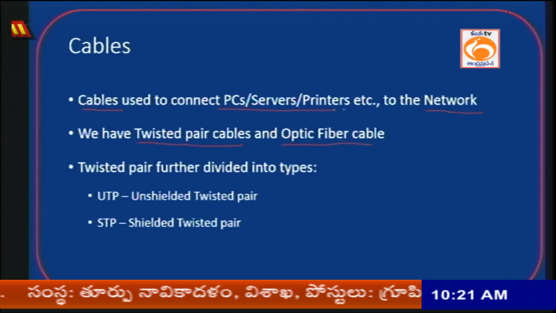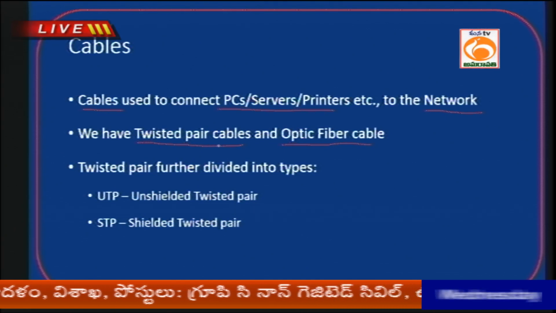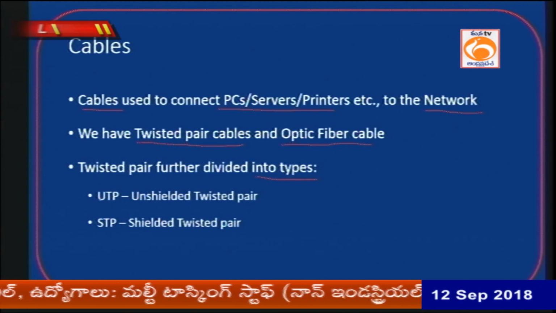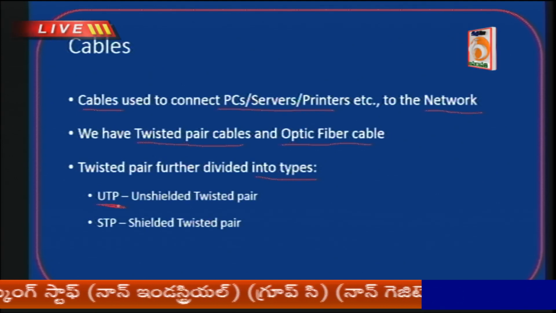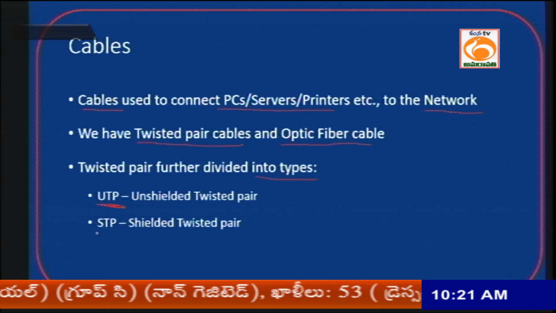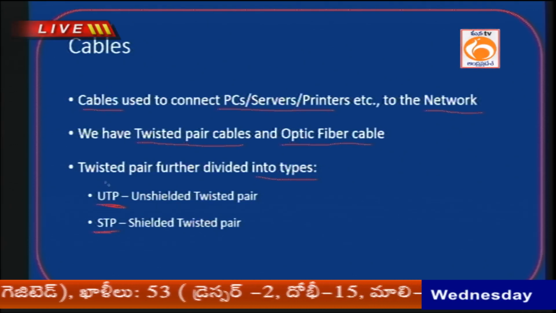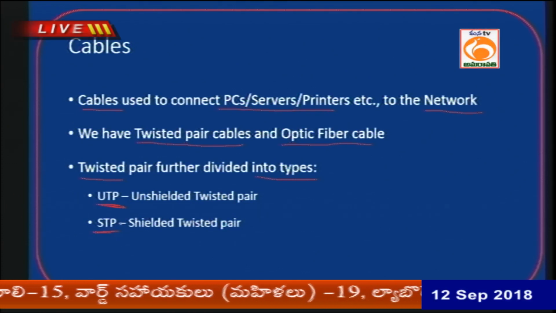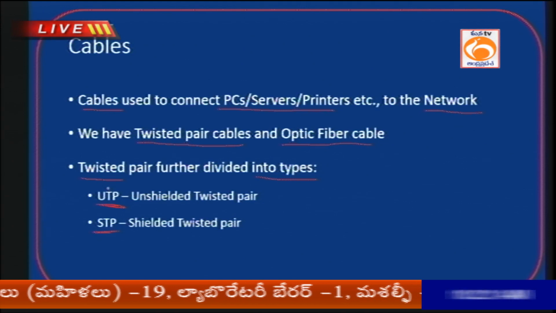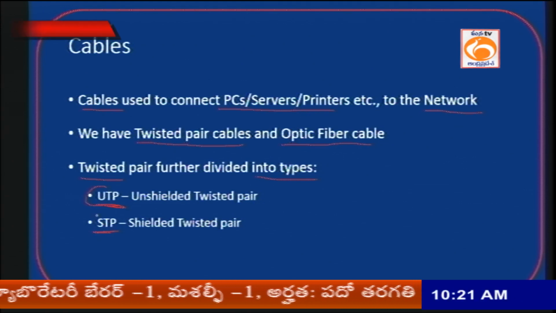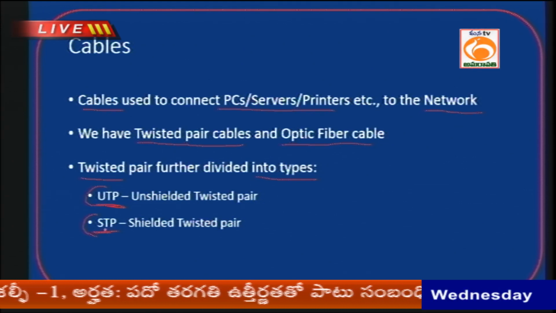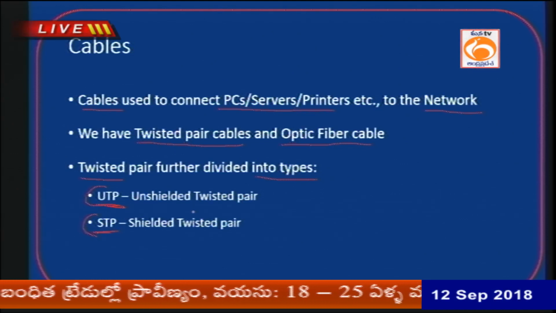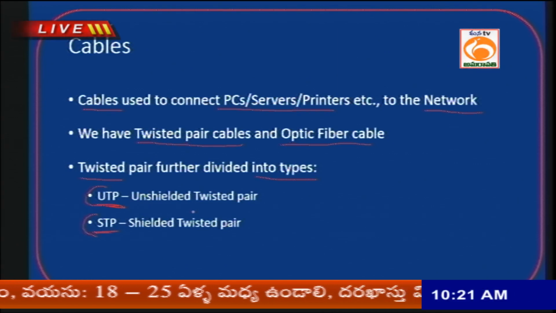Twisted pair cable is further divided into two types: unshielded twisted pair, called UTP, and shielded twisted pair, called STP. So what is the difference between UTP and STP? Physically the look of the cable is the same, the functionality is the same, and the amount of bandwidth supported on this type of cable is also the same.